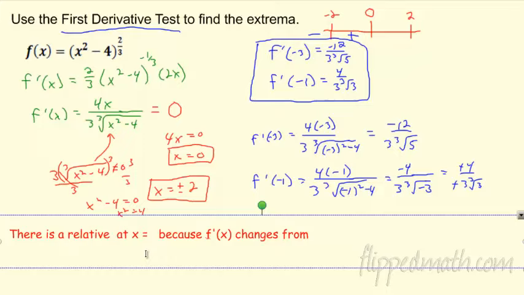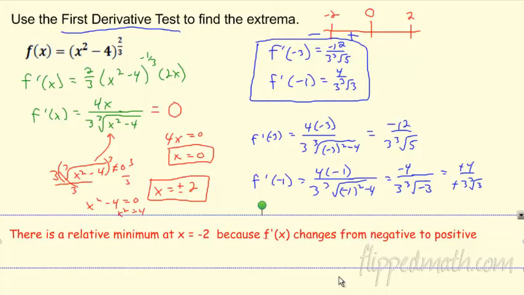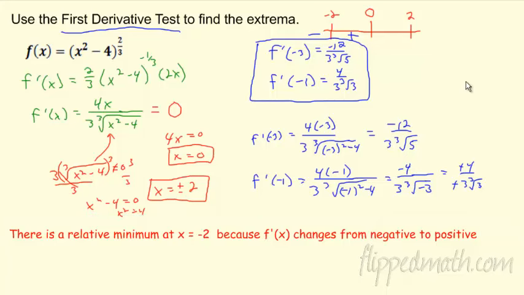It goes from decreasing to increasing, so we have a minimum. So you have to write this out. There's a relative minimum at what? At x equals -2. Because, how do I know? Because the derivative changed from negative to positive. So you're going to have to somehow have all this information. That's just to prove one thing.